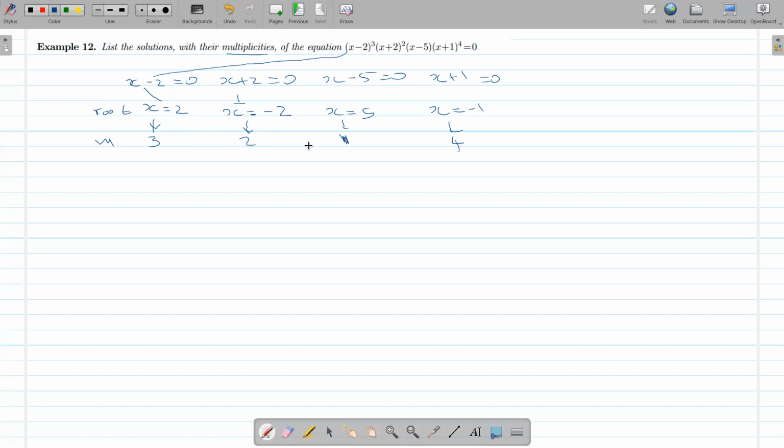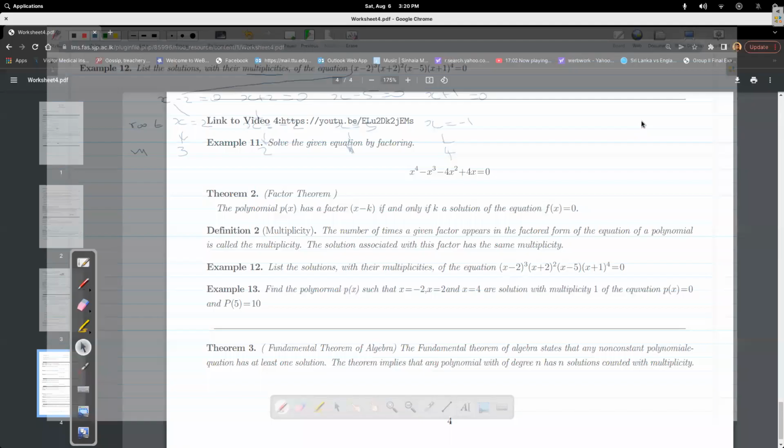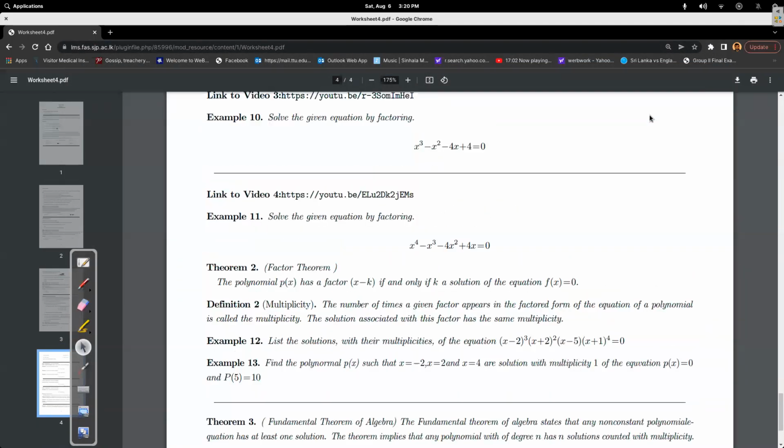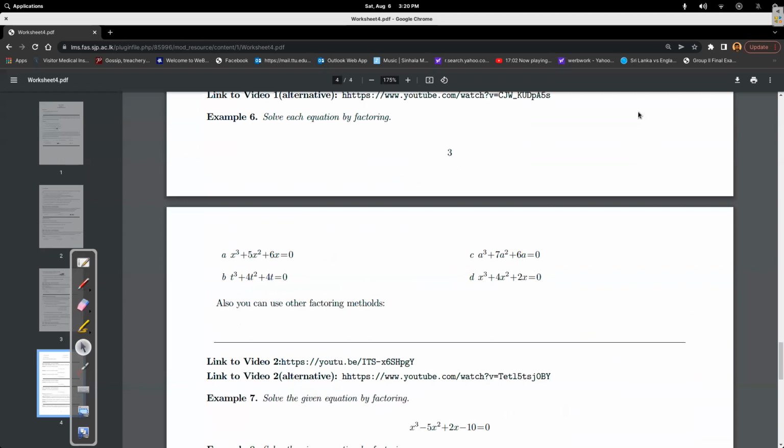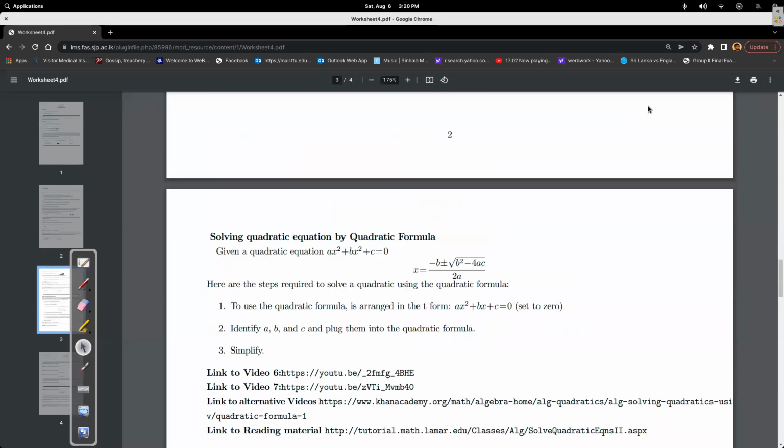Okay. Example 12 එක දැන් පැහැදිලිද? Okay, good. Okay, so any other questions?